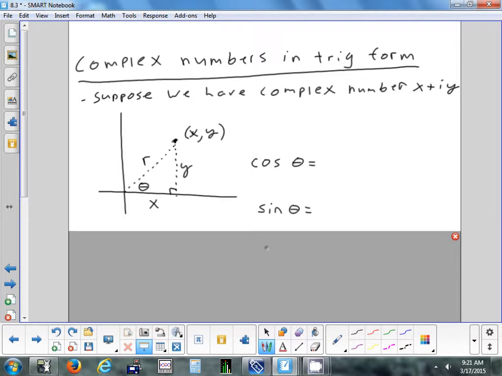Okay, so on my real axis, I moved x units to the right. On my imaginary axis, I went y units up. That gives me two sides of the triangle. This is the third side I'm going to call r. And then I'm going to put theta. Okay, there's an angle in here between the real axis and the hypotenuse that's r. There's some angle there.